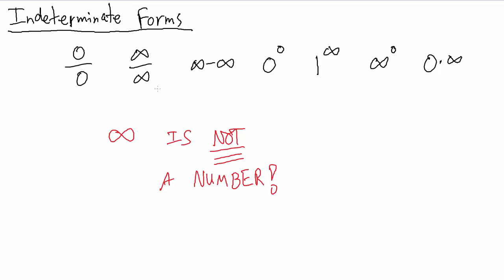So if infinity is not a number, what is it? Well, it's pretty much just a symbol that represents an infinitely huge quantity that we can't really effectively measure. It's just a symbol that represents an infinitely huge quantity.